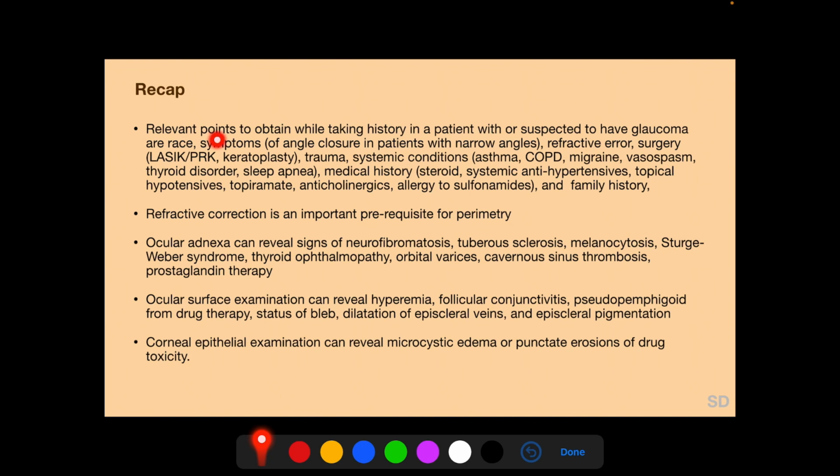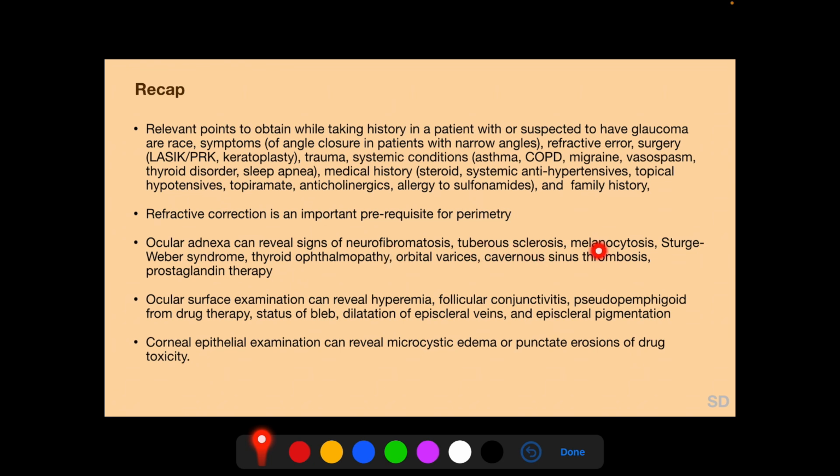To recap, relevant points to obtain while taking history in a patient with glaucoma or suspected of having glaucoma are race, symptoms such as symptoms of angle closure in patients with narrow angles, history of refractive error, history of surgery such as LASIK, PRK and keratoplasty, history of ocular trauma, history of systemic conditions such as asthma, COPD, migraine, vasospasm, thyroid disorder and sleep apnea, medical history of exposure to steroids, systemic antihypertensives, topical hypotensives, topiramate, anticholinergics and allergy to sulfonamides, and taking a family history of glaucoma is very important. Refractive correction is an important prerequisite for perimetry.